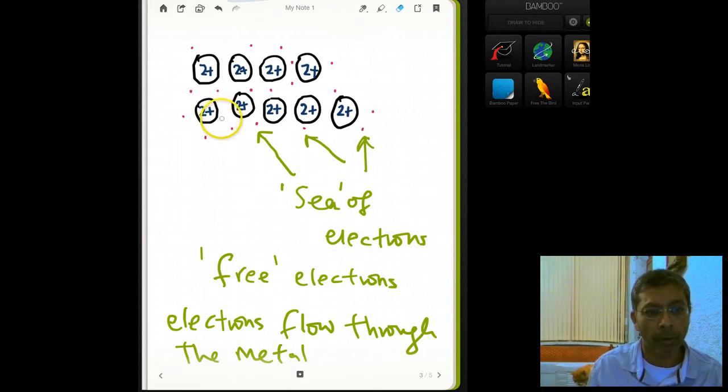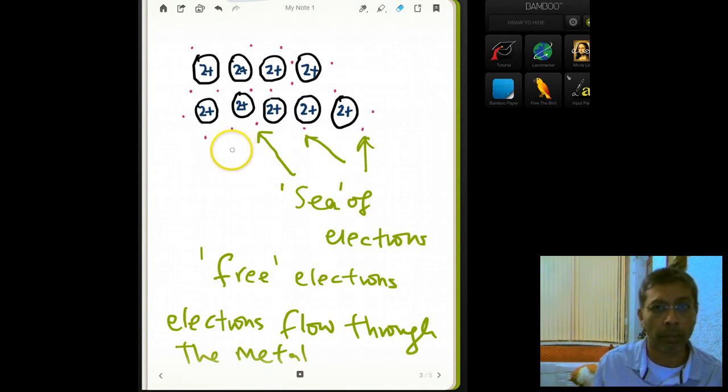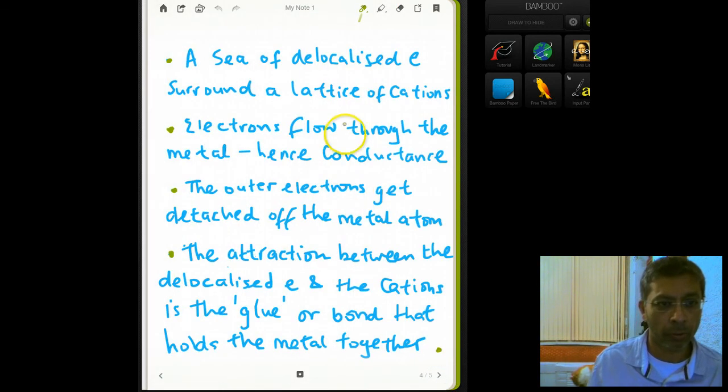If you've got aluminium, which is in group 3, that's got 3 outer electrons, and therefore you've got a greater density of electrons still, therefore there'll be a greater flow of electrons. Therefore aluminium conducts better than magnesium, which conducts better than sodium. Alright, let's summarize what we've just gone through.